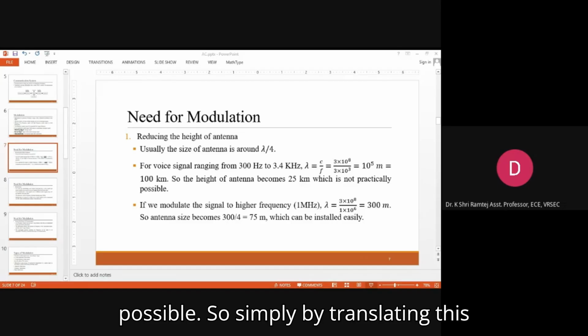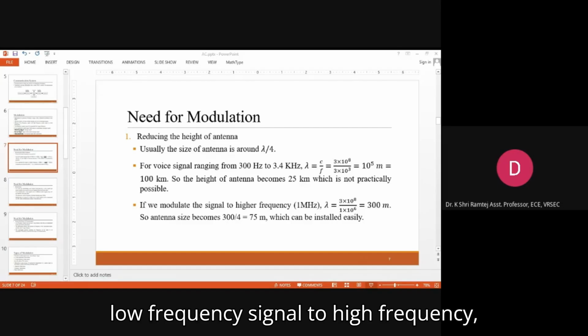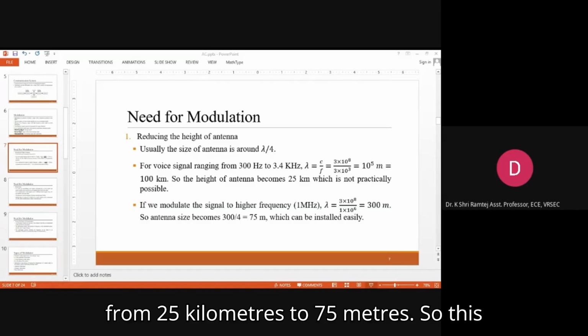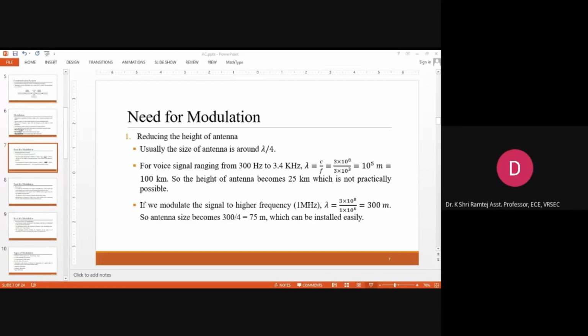So simply by translating this low frequency signal to high frequency, we can reduce the height of an antenna from 25 kilometers to 75 meters. So this is the main reason that we do modulation.